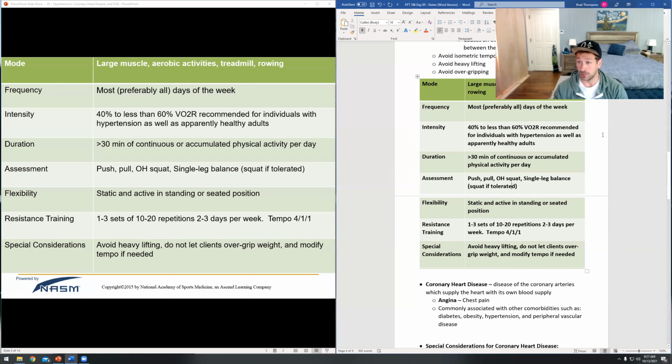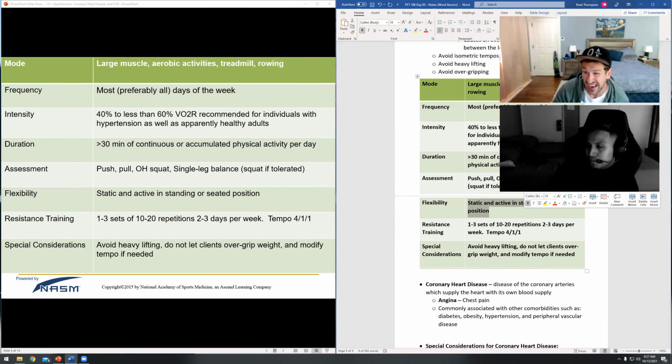In terms of mobility assessments, pushing, pulling, overhead squat, single leg balance, single leg squat, all that's fine. Flexibility, like I said, it does say static and active stretches. We don't do dynamic because dynamic often involves a lot of momentum. If I'm doing arm swings, for instance, I might cause blood to pool in my hands. You've probably felt that before, where your fingers feel kind of puffy afterwards. That's the kind of thing we're being cautious with.